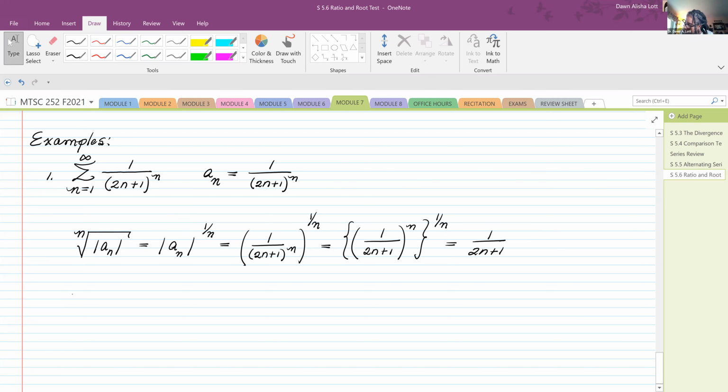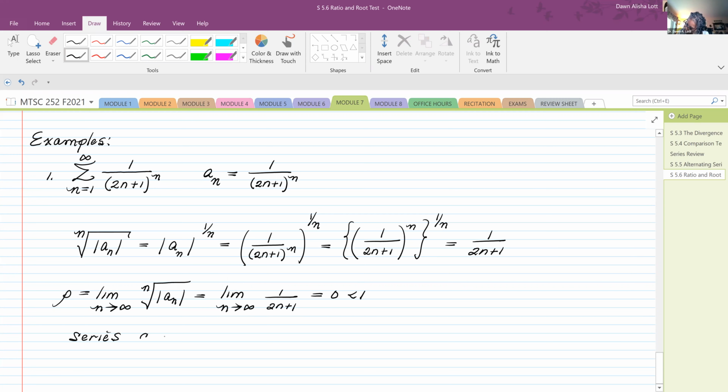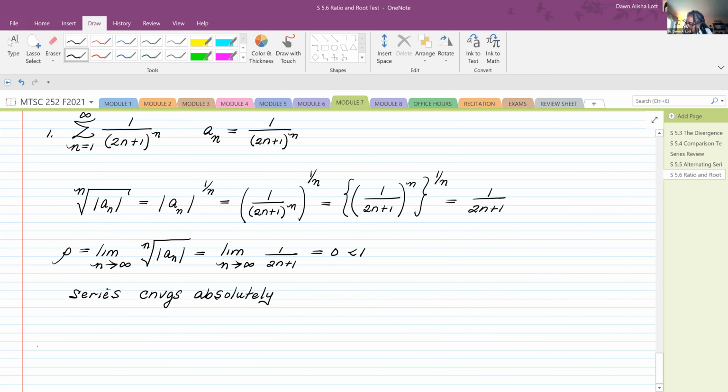So now rho, the limit as n approaches infinity of the nth root of the absolute value of a_n, is the limit as n approaches infinity of 1 over 2n plus 1. And that's 0, which is less than 1. The series converges absolutely. Okay. Number 2.